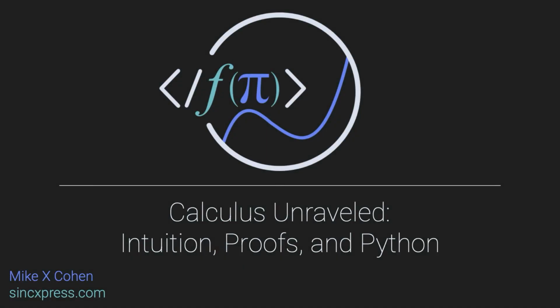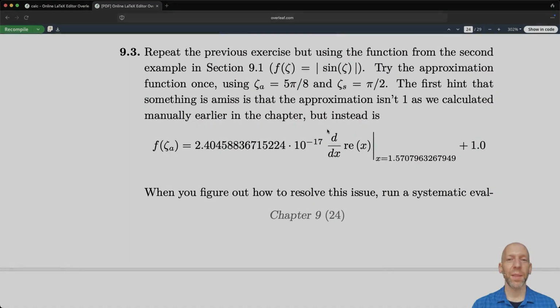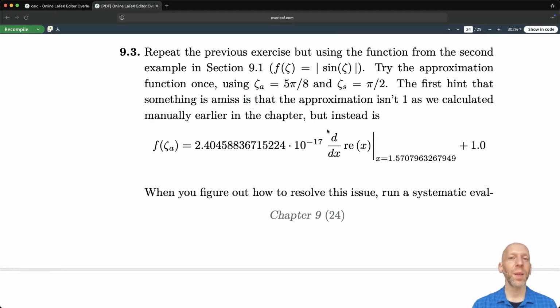in the next exercise. Here we are with exercise 3. This is a follow-up to the previous 2 exercises on linear approximations. In fact, what you want to do in this exercise is essentially reproduce the previous exercise, or rerun the previous exercise, but using a different function and, of course, different starting and approximation values. Okay, so use the function f of zeta. It's a beautiful, elegant looking Greek letter zeta, equals the absolute value of the sine of zeta.